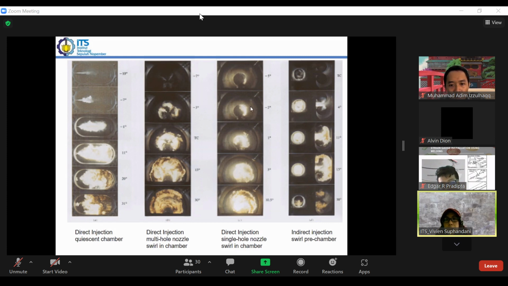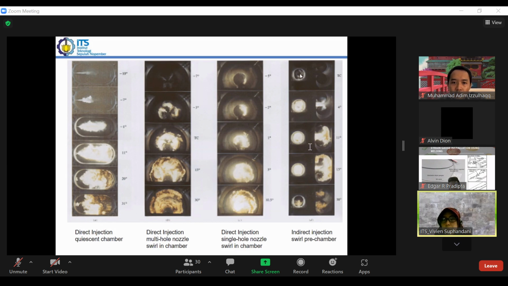So you see, this is not as good as on the left, in the middle. It's better here. It's only one, so it started from this end, from the side near the injection. While here multi injections will be better in terms of the combustion process. And here is the indirect injection role.